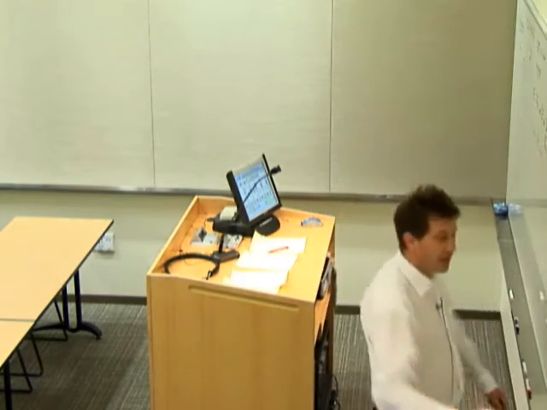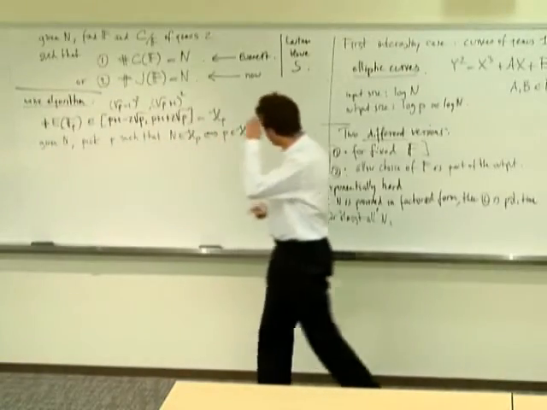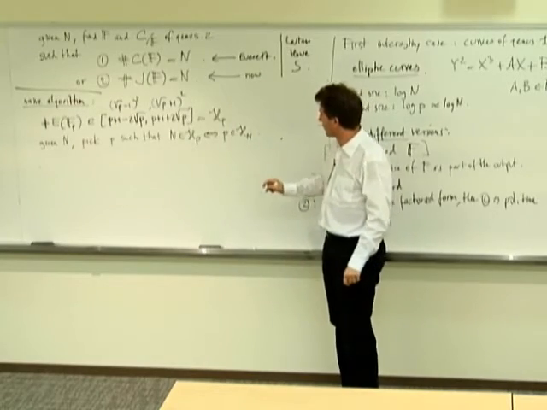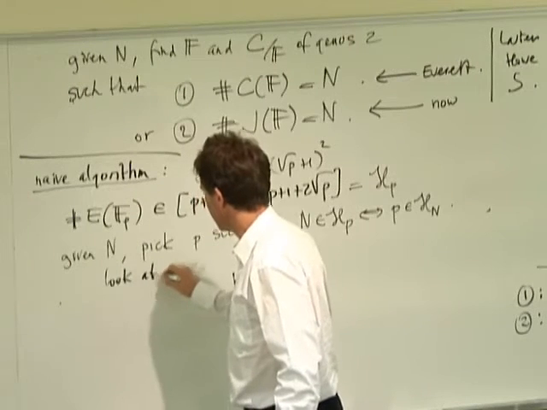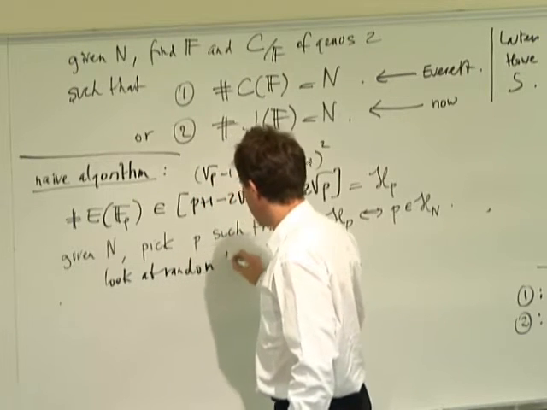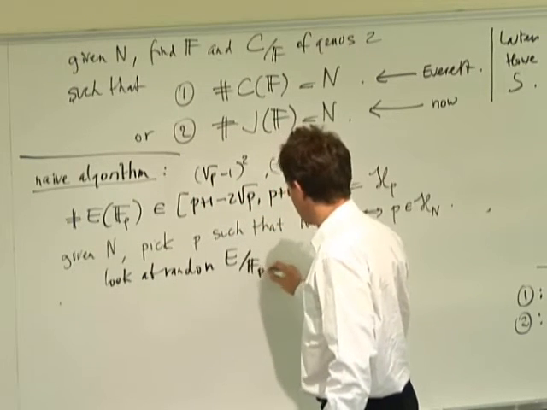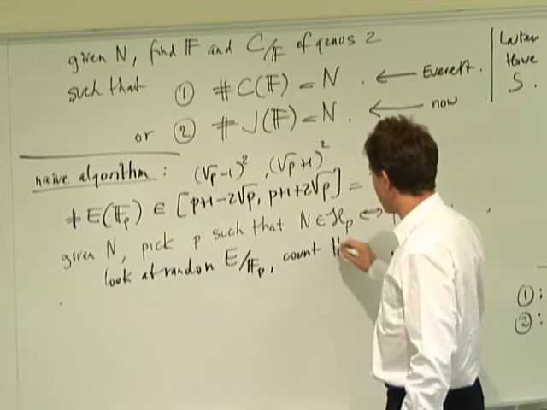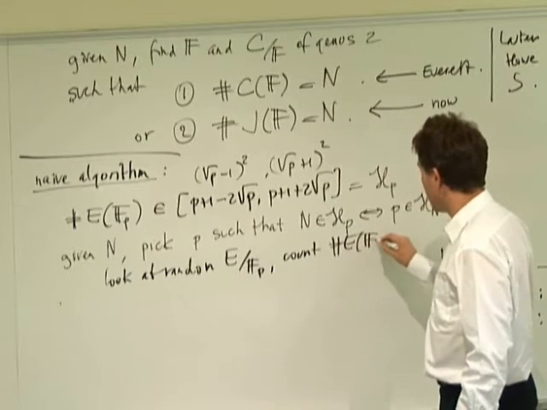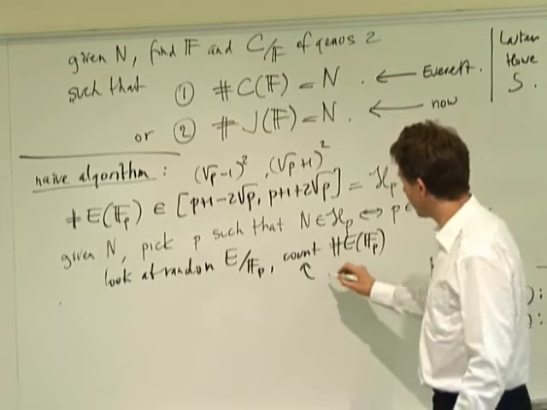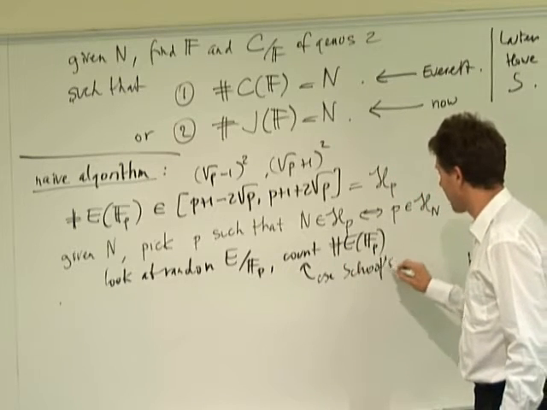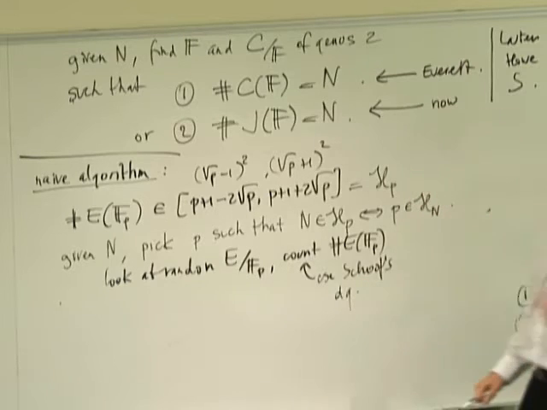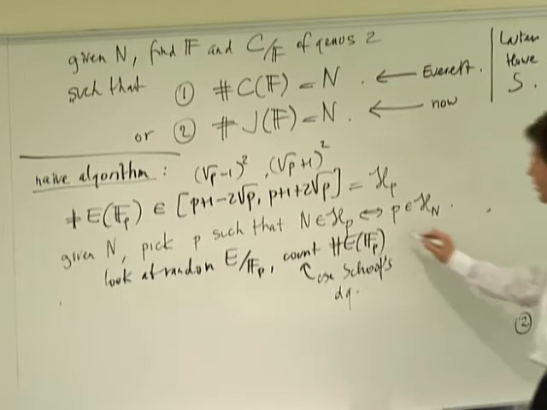So if you do this, you pick your p such that it's in the Hasse interval around n, and then you look at random elliptic curves E over F_p. Count the number of points on that elliptic curve. That is something that can be done efficiently, so use Schoof's algorithm. So at least point counting is something we can do efficiently. You just count until you hit n.